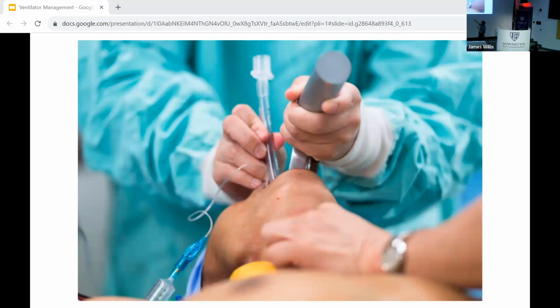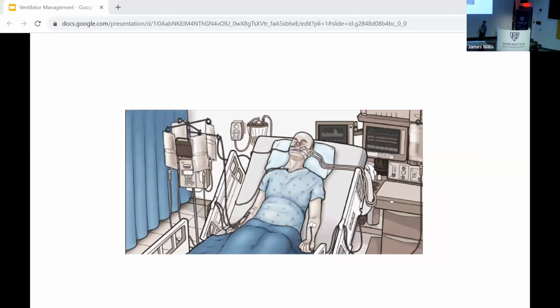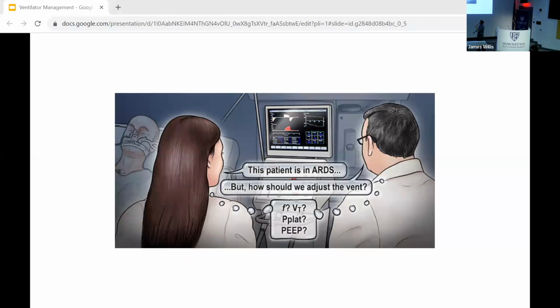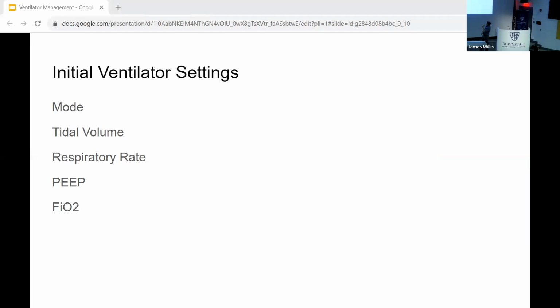So we intubated the patient. Everything went okay. And now you got your patient here. They're on the ventilator. They're getting their sedation. They're getting their fluids. They're getting their antibiotics, their blood products. But we have to approach the ventilator. So how do we approach the ventilator?